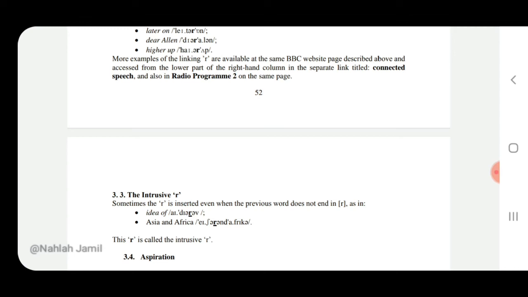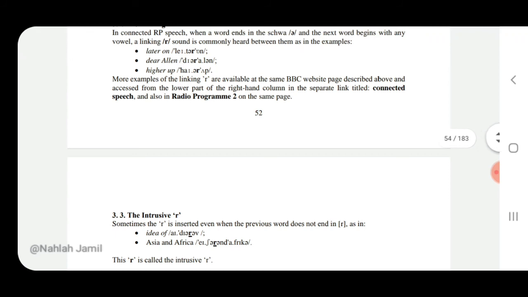"Idea" ends with a schwa, and "of" begins with a vowel. So we basically insert the sound R in between "idea" and "of". So it's not going to be "idea of", it's going to be "idea-r of". There is a very slight sound in between. So the rule is the same. Before R there is a schwa, and after R there is a vowel.